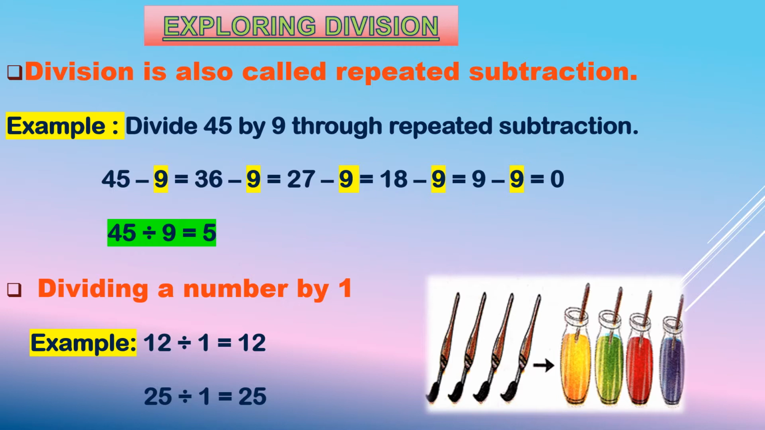Second, dividing a number by 1. Any number divided by 1 gives the number itself as the quotient. For an example, if you have 4 paint brushes and you want to dip each paint brush in 1 bottle of paint, how many bottles will you need? So, 4 divided by 1 equal to 4. So, you need 4 bottles of paint to dip each brush in each bottle.